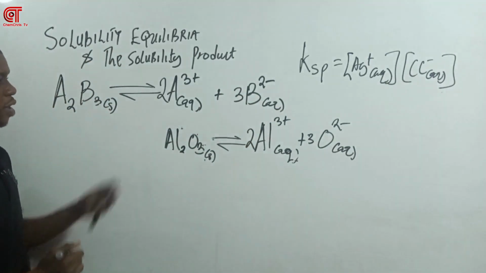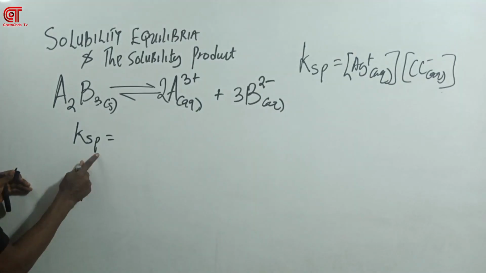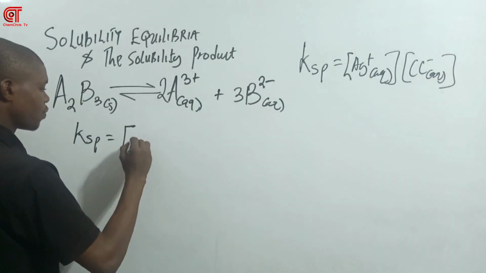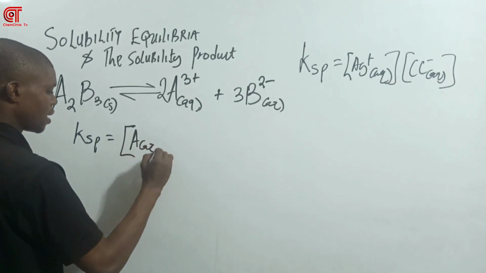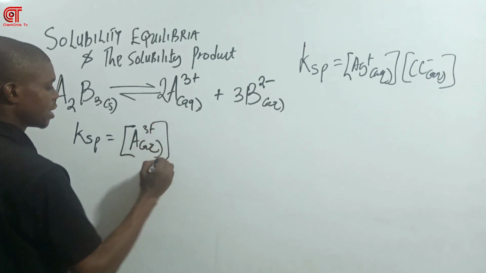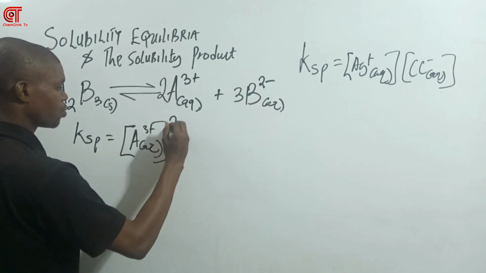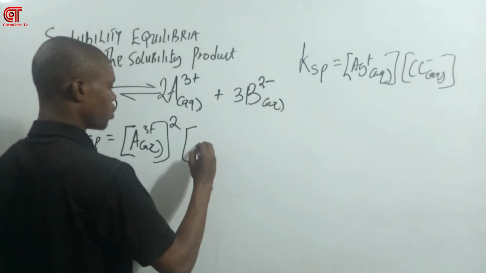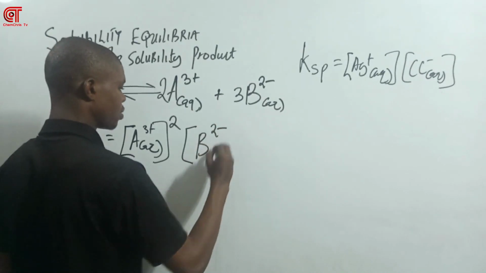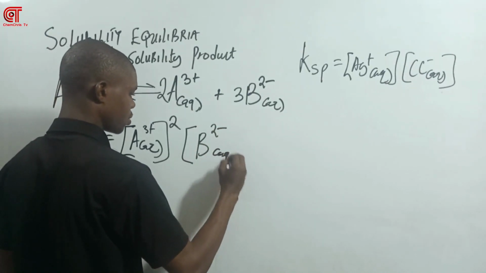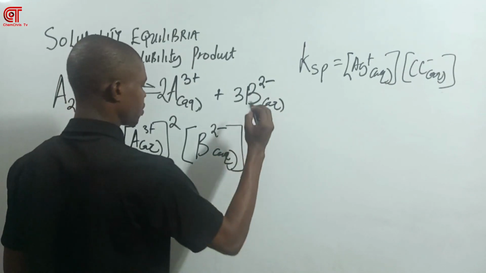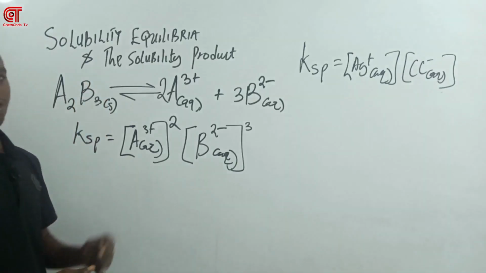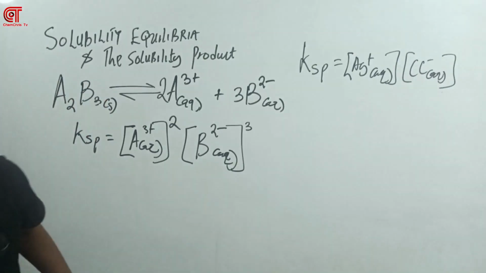So how do you write the Ksp expression? Solubility product constant equals the concentration of the Al3+ raised to the power of its coefficient, 2, then the O2- aqueous raised to the power of 3. So these are the Ksp expression for this particular reaction. Hope you understand.